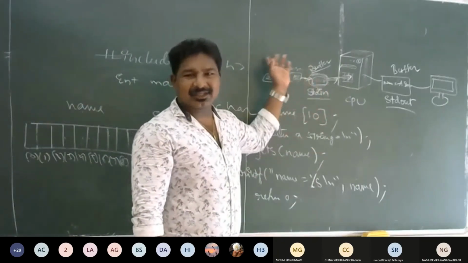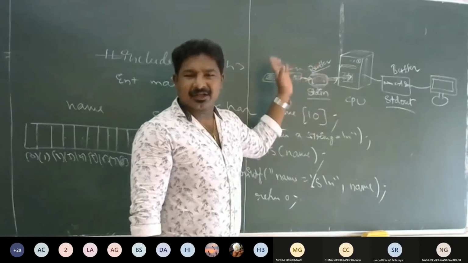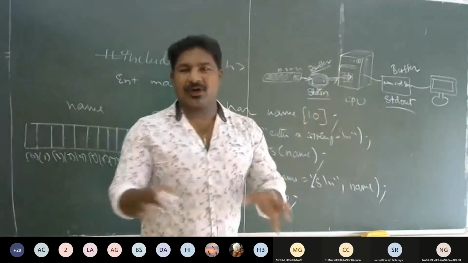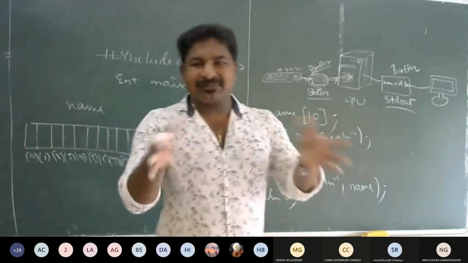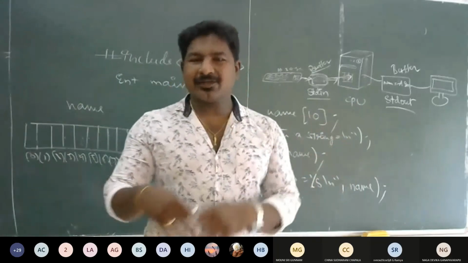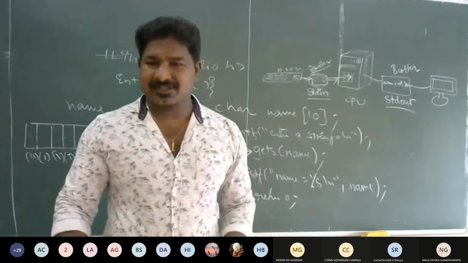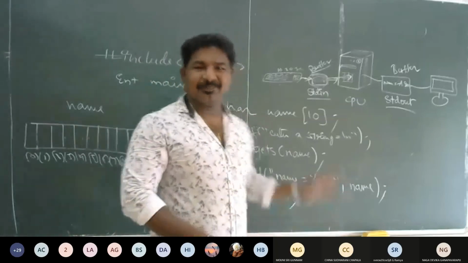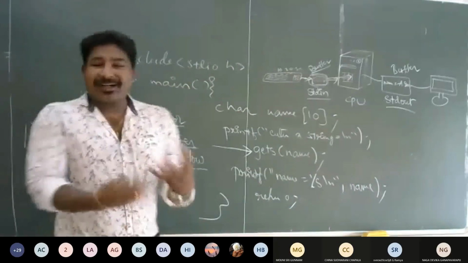Whatever characters or values I send, all those will go and occupy space in the buffer. If your buffer is full and I am still typing something, all those values will overflow. That means they are lost. That condition is called buffer overflow. And you can't control that.